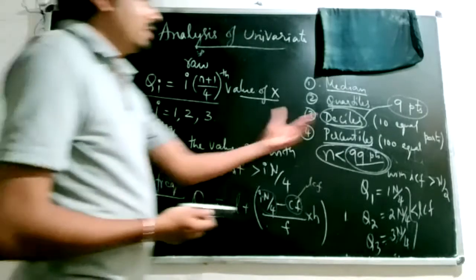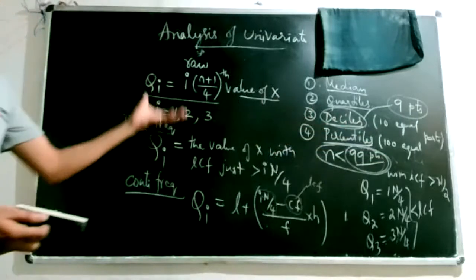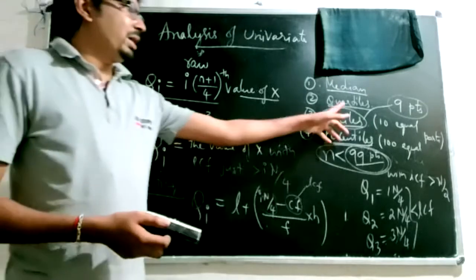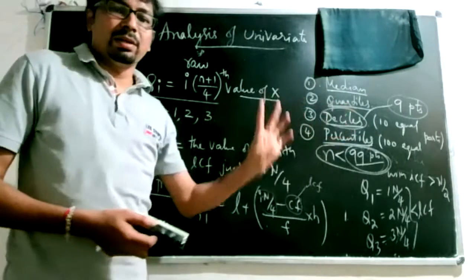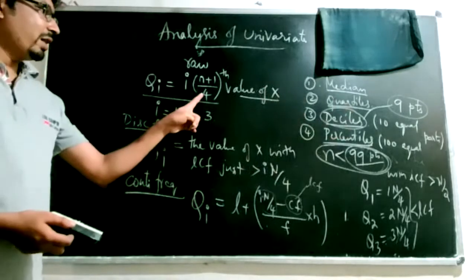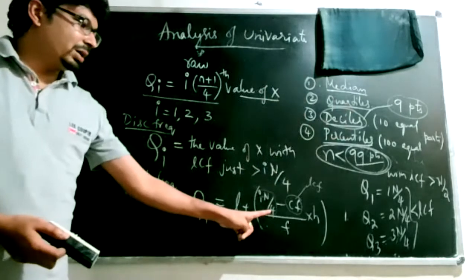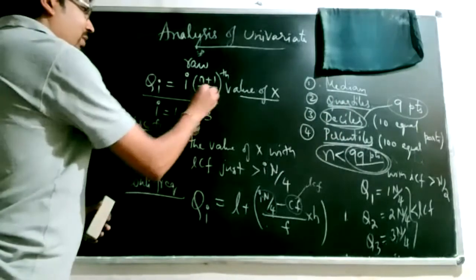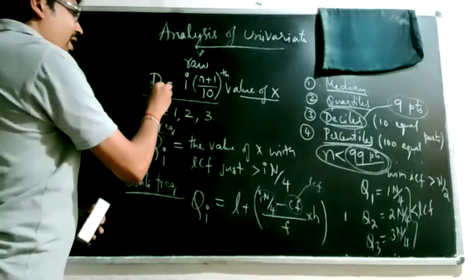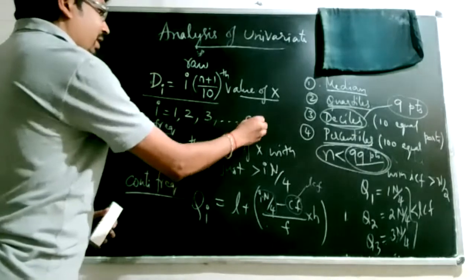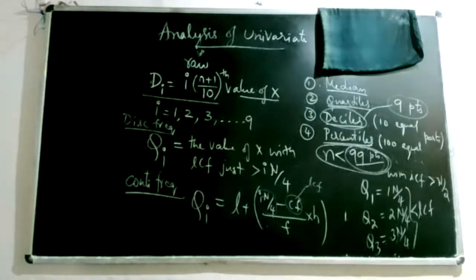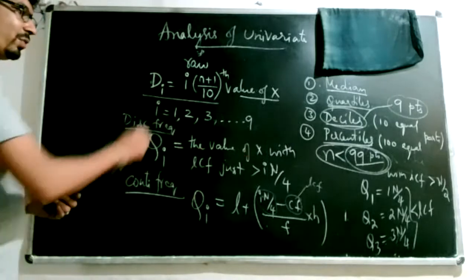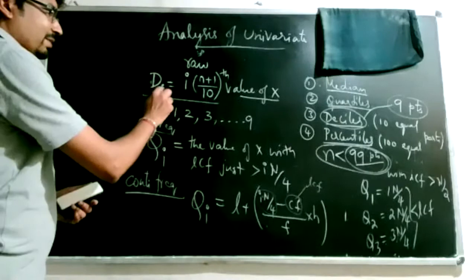Now you can extend the same formulas given for quartiles to deciles as well as percentiles. What we did here: we said quartiles are those values which divide the distribution into 4 parts, so everywhere in the formula you have a denominator of 4. Now change the denominator to 10, and you will get the formula for decile. So the ith decile is given by the (i into n plus 1 by 10)th value of x, where i can go from 1 to 9. So if you want D5, take i as 5.